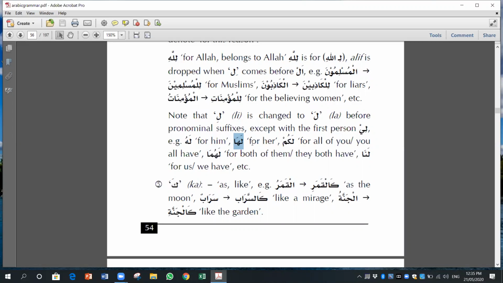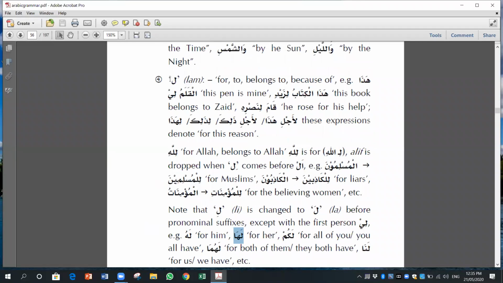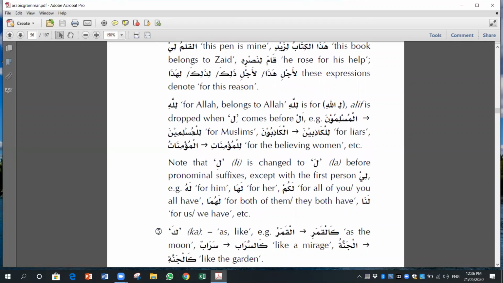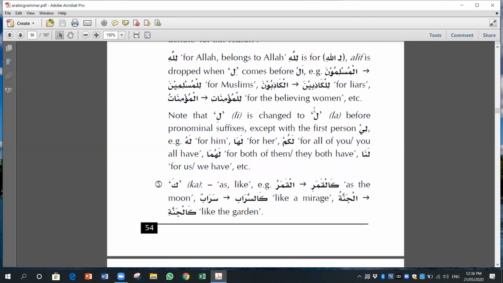So when this lam is used, this lam, harf jar, okay? When it is used with normal nouns, then it is in the form of li. But when it is used with the pronouns, it becomes la. Lakum. Okay, right? Lakum.